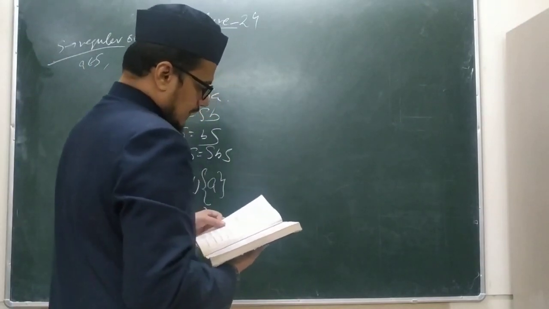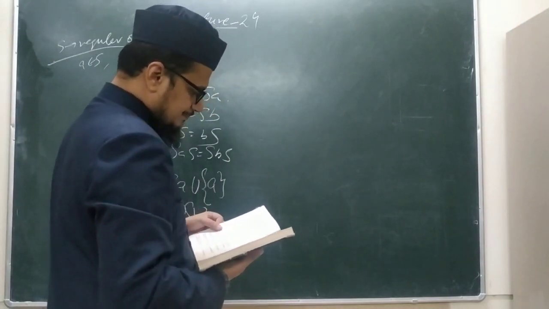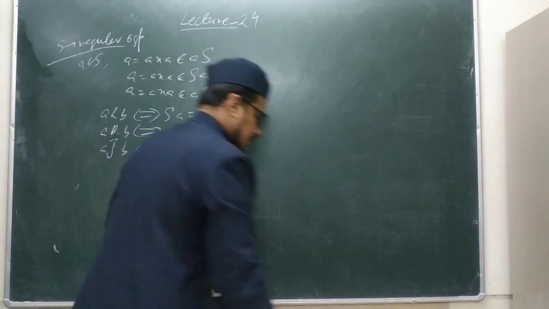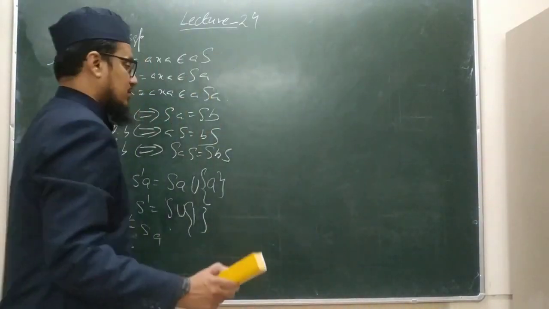Now, if you are taking U a sub-semigroup of S, correct? Now we are taking only U to be regular, for example.